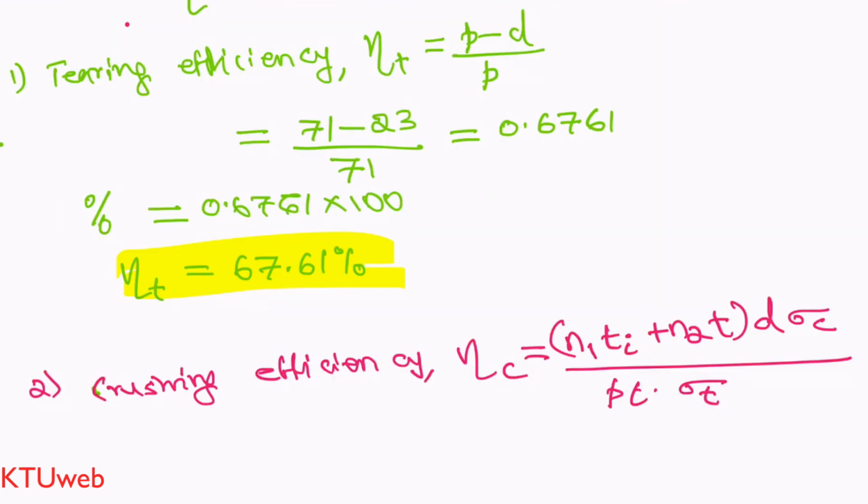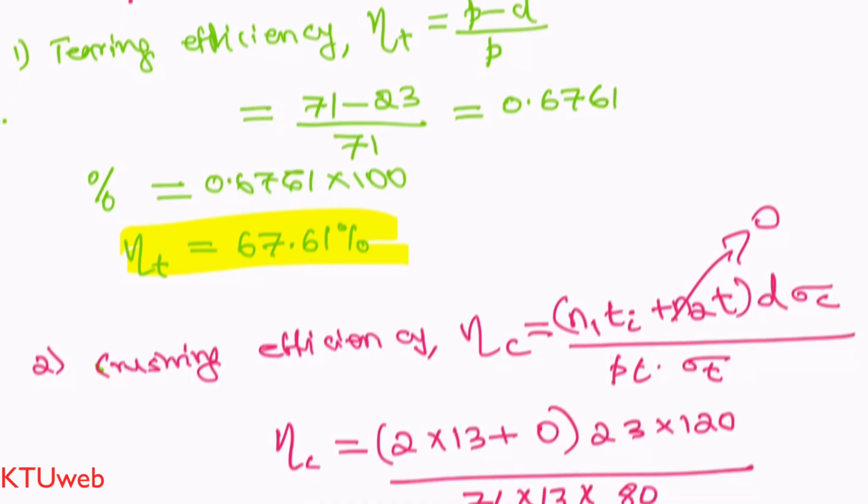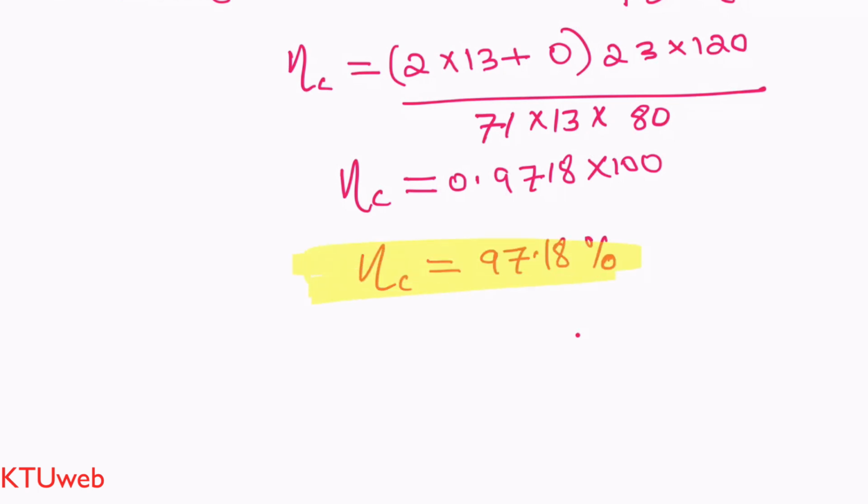Crushing efficiency is equal to, you can locate this equation in your data book. Okay, let us apply the values. Eta C is equal to, we have N1, the number of rivets in single shear, as 2, into the thickness of the inner plate and outer plate, which is the same. Since it is an equal plate lap joint, we can put T as 13, plus 0 because we don't have N2 here. N2, that is the double shear value, is 0. Substitute those values, you will get 0.9718. To get the percentage, you multiply this with 100. So we got the value of eta C as 97.18 percent.